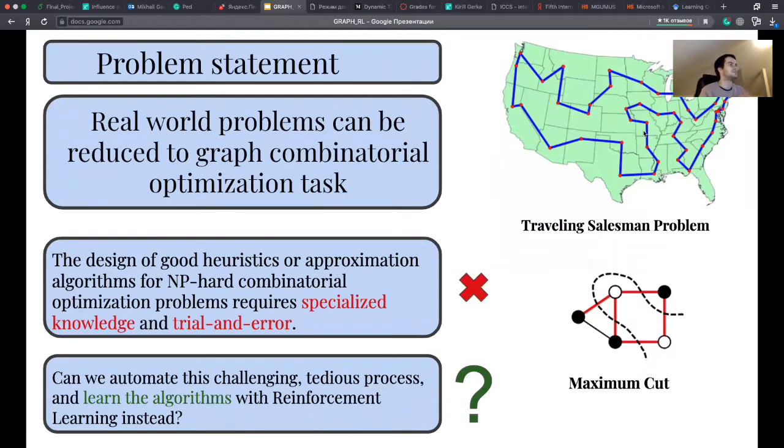Problem statement. A number of real-world problems can be reduced to graph combinatorial optimization problems. There are a number of traditional NP-hard solvers. Sometimes they are very time-consuming and require specialized knowledge. In the last few years, machine learning approaches to this problem were developed. In our work, we are going to consider some of these works which apply reinforcement learning techniques to optimization problems.